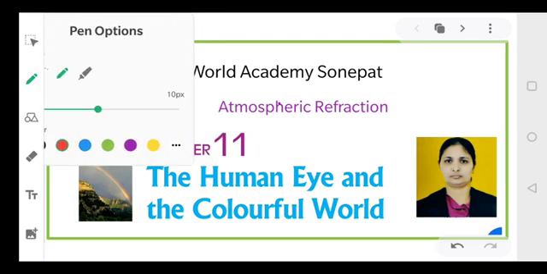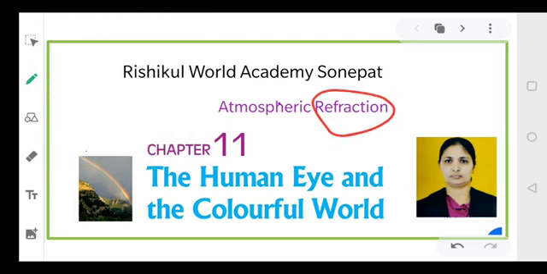Now coming to atmospheric refraction, I hope you know the term refraction. You remember what refraction is? Refraction always involves two media, and there is bending of light when it travels from one medium to another. When light travels from one medium to another, it always bends, right?